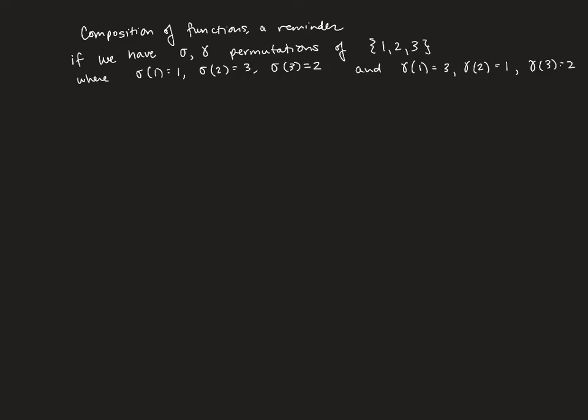Sigma of 1 is 1, we say sigma fixes 1, sigma of 2 is 3, and sigma of 3 is 2. So it switches 2 and 3 around. Gamma of 1 is 3, gamma of 2 is 1, and gamma of 3 is 2. So it shuffles everything around.